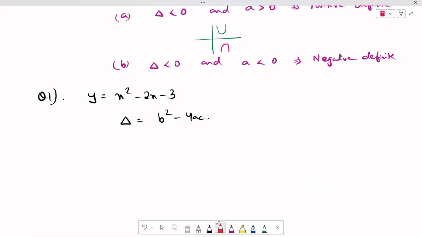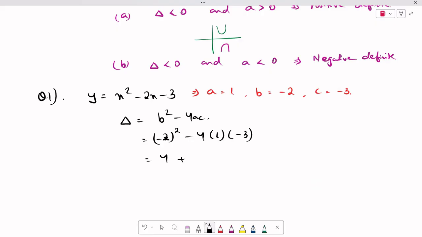Before you proceed with this question, you should be clear on what a, b, and c are. In this question, a is 1, b is -2, and c is -3. So b² will be (-2)² - 4 times 1 times (-3). That gives you 4 + 12, which equals 16. Since the value of the discriminant is positive, we can conclude that it is cutting the x-axis twice.